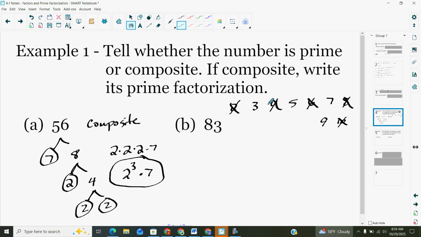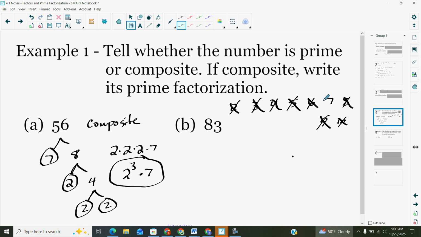Let's check 3. 8 plus 3, I add up the digits. I get 11. 11 is not divisible by 3. 11 is also not divisible by 9. 5, it does not end in a 5 or a 0. 7 is the one maybe we should be concerned about.